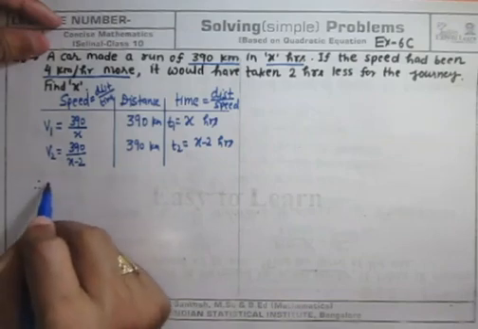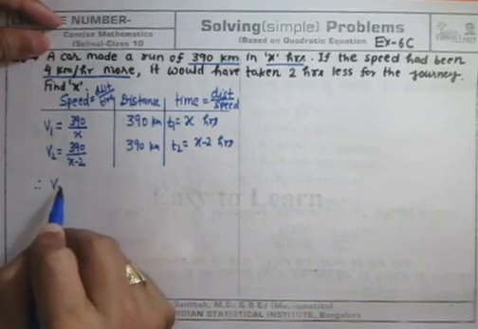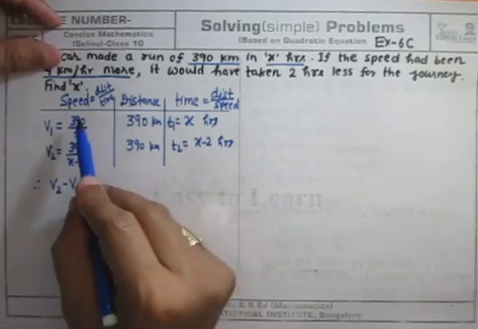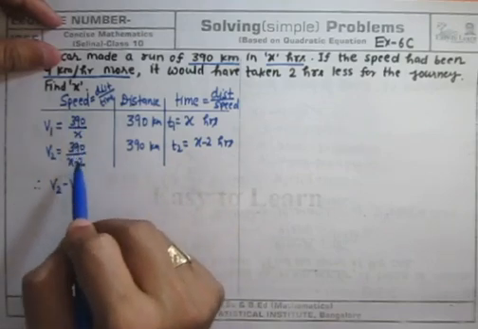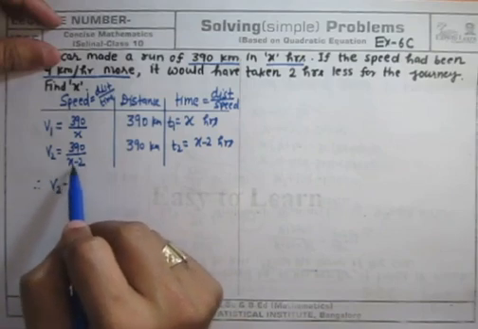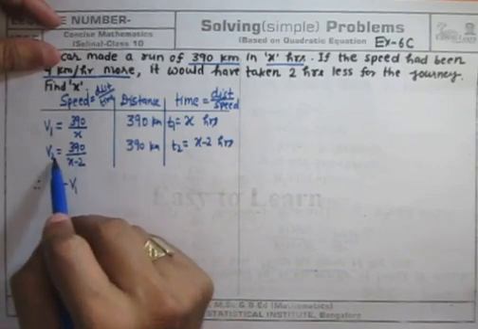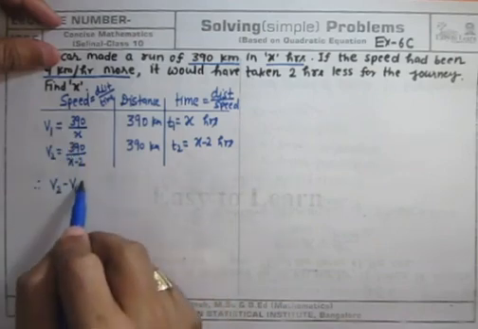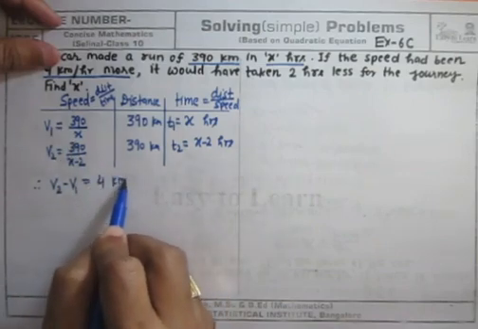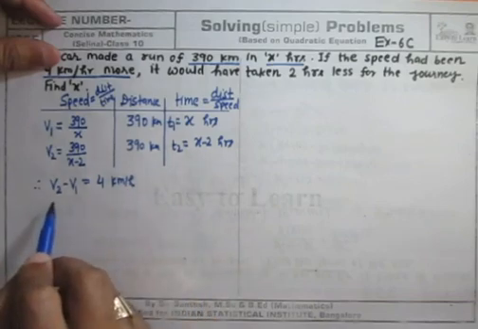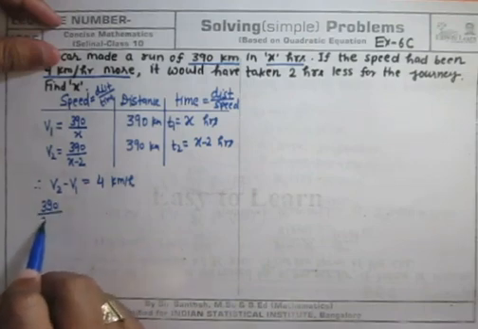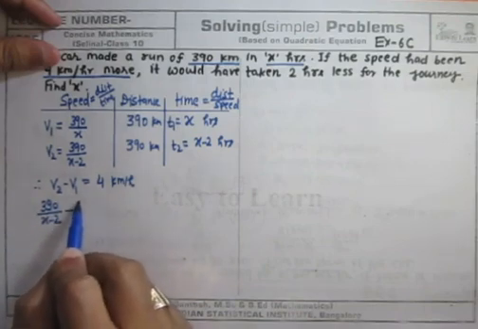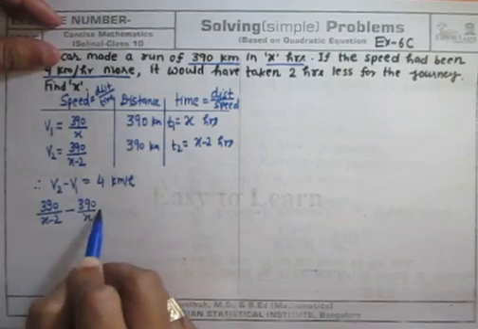Now the difference between these two speeds is given as 4 km per hour. So we can write V2 minus V1, because this is the bigger speed and this is the smaller speed. Here the denominator is x and here the denominator is x minus 2. Of course when the denominator is less, the value of the fraction will be more. So V2 is greater and V1 is smaller. So V2 minus V1 is equal to 4 km per hour. That is, 390 by x minus 2 minus 390 by x is equal to 4.